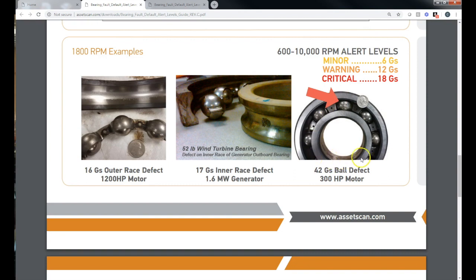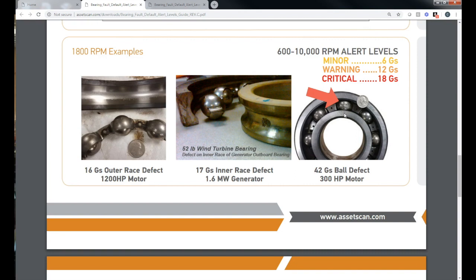The last example is a 300 horsepower motor on a utility air compressor. This one was reading considerably high, 42 Gs, and so I get questions here of why is that so high, and that defect does not look considerably more damaging. And so what we refer to is anything above 18 Gs is a critical. And so we don't get too excited about how high the number is over 18.